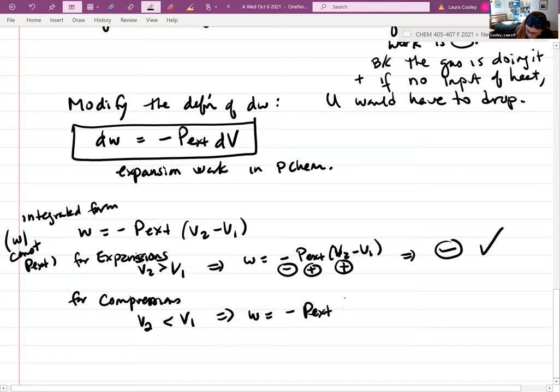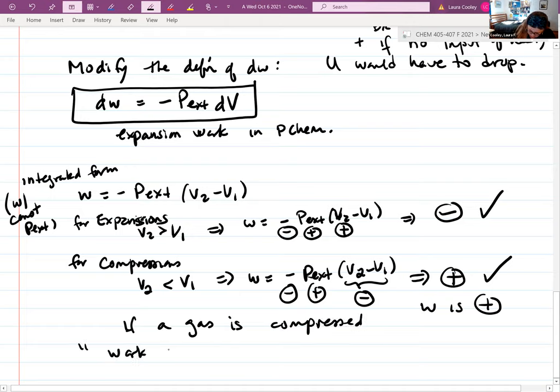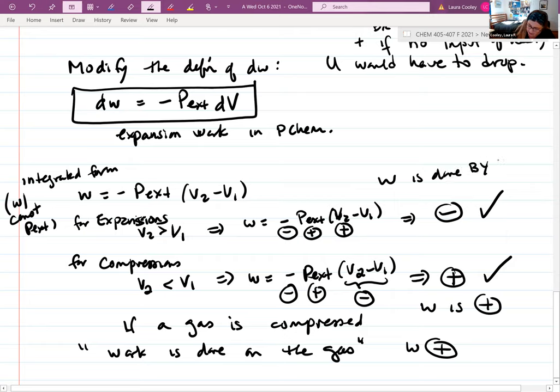Here we have the same expression. This is negative, this is positive, but now for our compression, V2 is less than V1, so that's negative. So this comes out positive. So work is positive. If a gas is compressed, we say work is done on the gas, and that work is positive. Here work is done by the gas, and that work is negative. So we have work on the gas, compression, and work done by the gas, expansion.